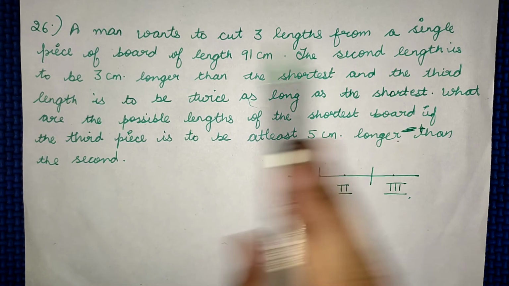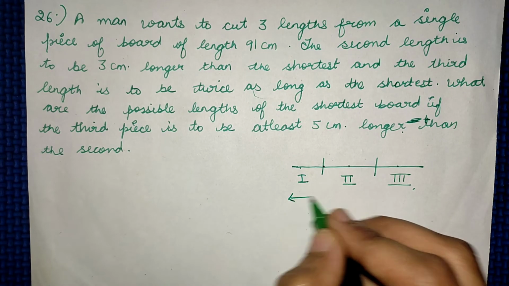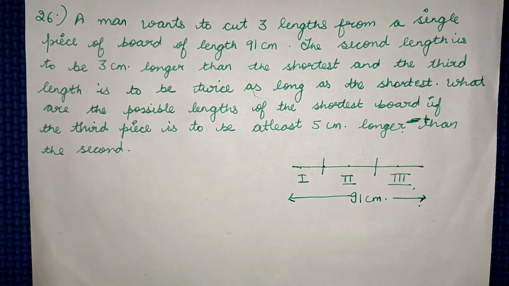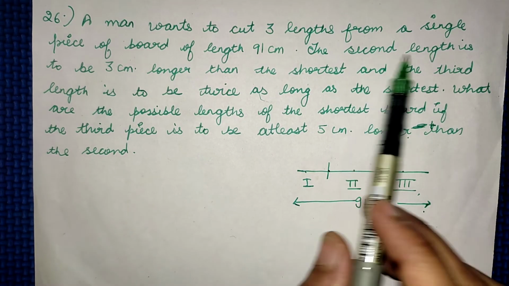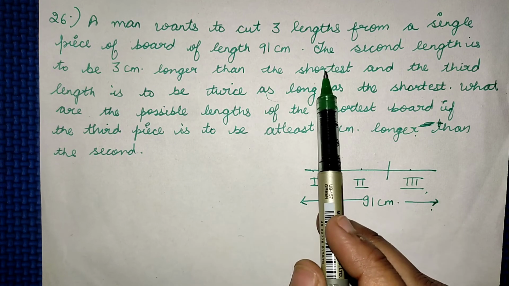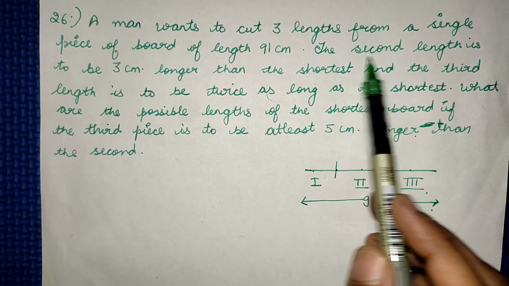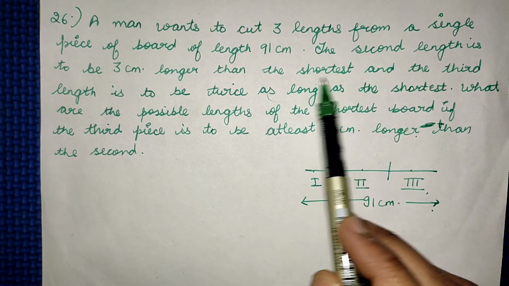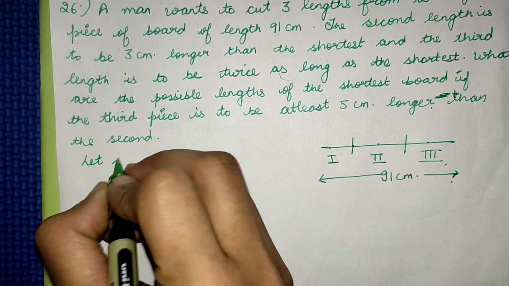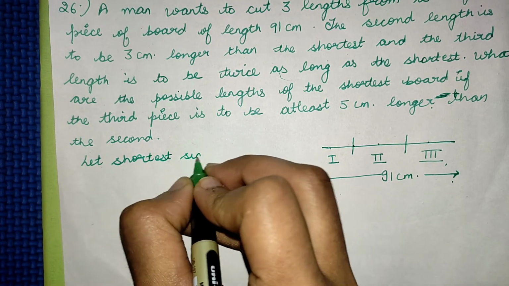From a single piece of board of length 91 centimeter. So the complete length of the board is given to us equal to 91. The second length is 3 centimeter longer than the shortest. So again, the relation of the second length is given with respect to the shortest. If I know the shortest side, then I can easily find my second length.